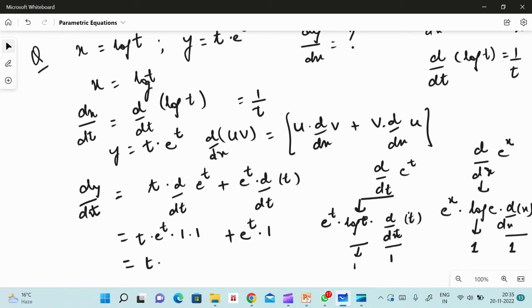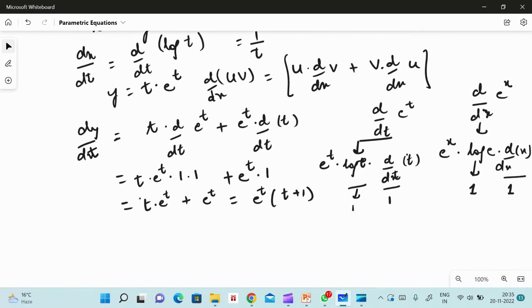So what will I get? t into e power t plus e power t, or I can take e power t common and write t plus 1. Okay, so this is my value for dy by dt.